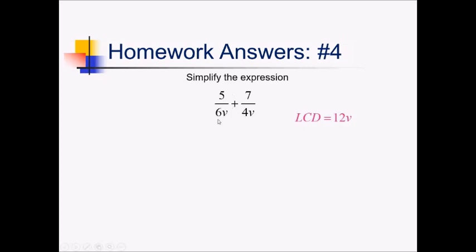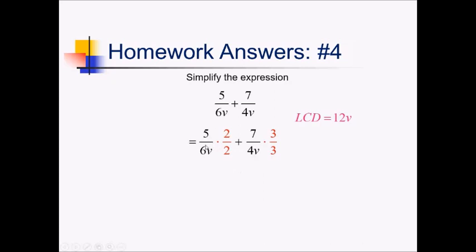Now I'm going to multiply each fraction by whatever it needs to get me 12v in the denominator. My first fraction, we've already got the v, but this 6 needs to be a 12. So I'll multiply that by 2 over 2. And then for this next one, to get 4 to be 12, I need to multiply by 3 over 3. And the v is already there, so nothing needs to be done about that.